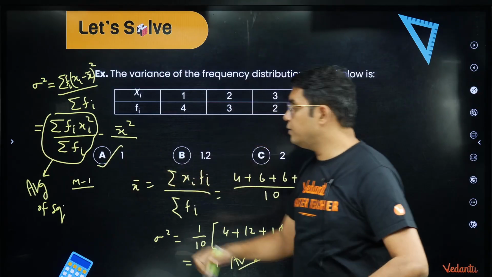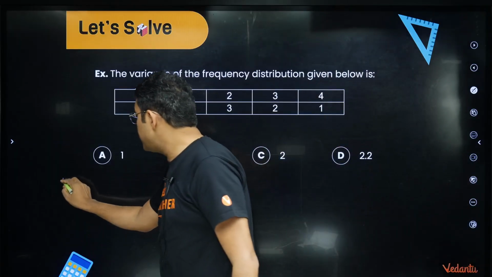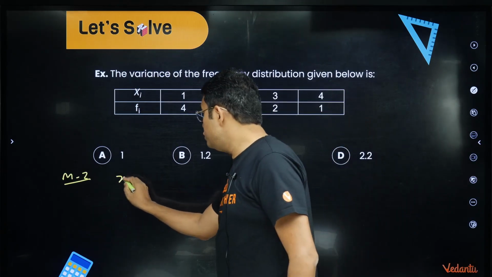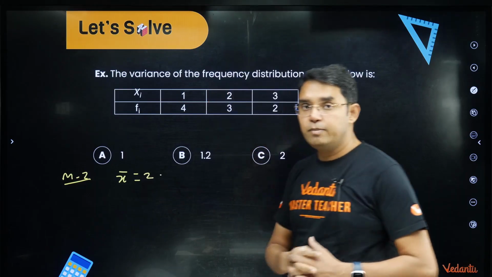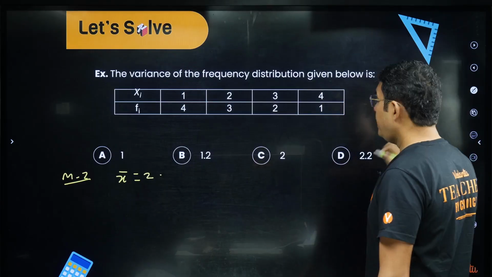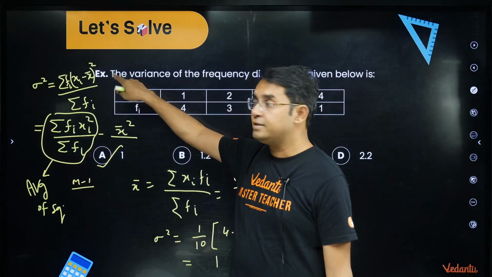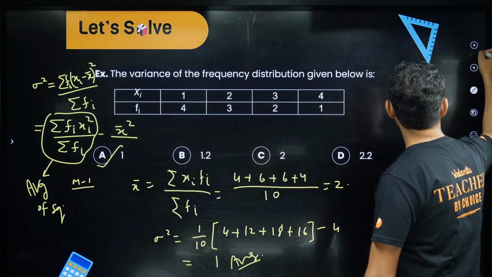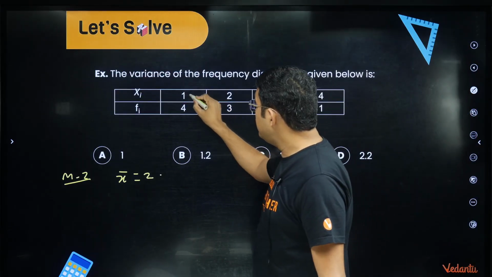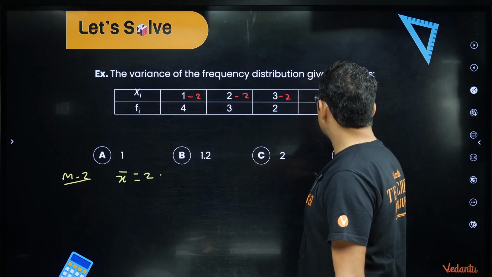That is A. Okay. Now I would like to tell you the other method. What will be the other method? Please listen carefully. We have already found x bar being 2. Now we can subtract all the data by 2. Okay, the very first formula, sigma fi into xi minus x bar. So every data we can subtract by 2. So this 1 subtracted by 2, 2 subtracted by 2, 3 subtracted by 2 and 4 subtracted by 2.